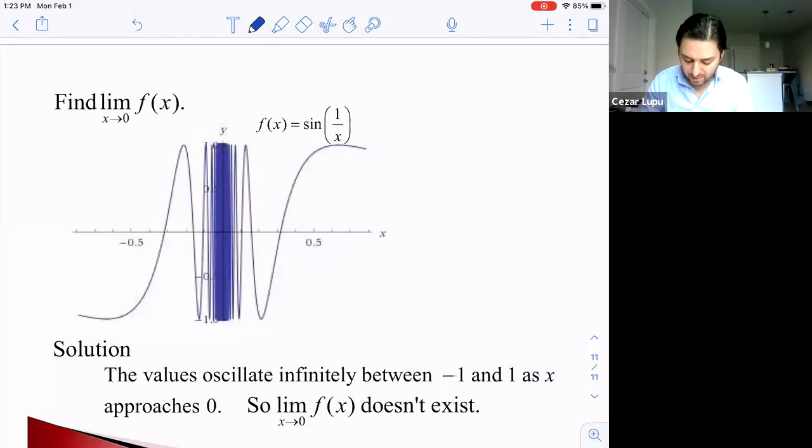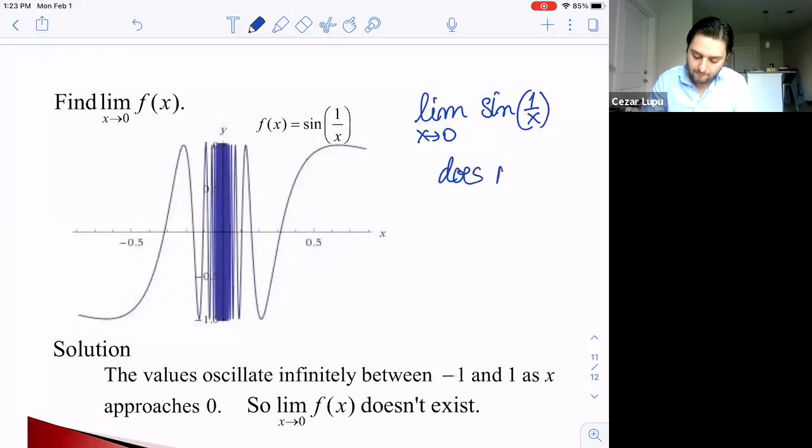So we can say that, in fact, this is a very important thing to say, the limit as x approaches 0 of sine of 1 over x does not exist. This is important for you to know. So the limit of this function does not exist.